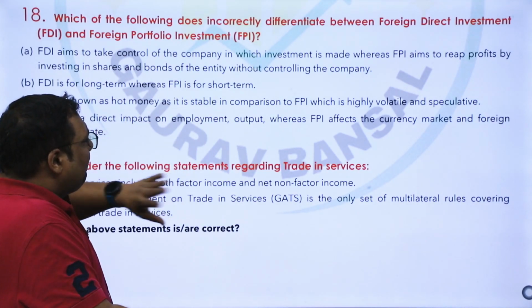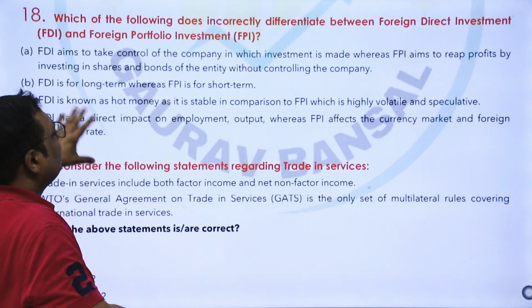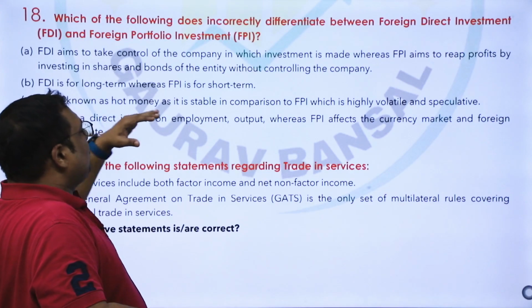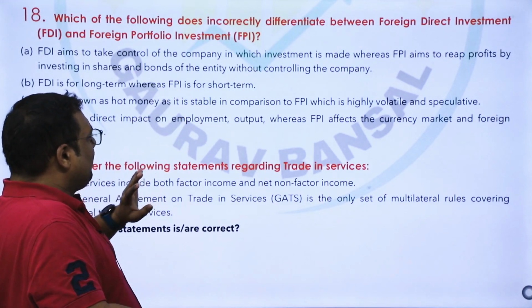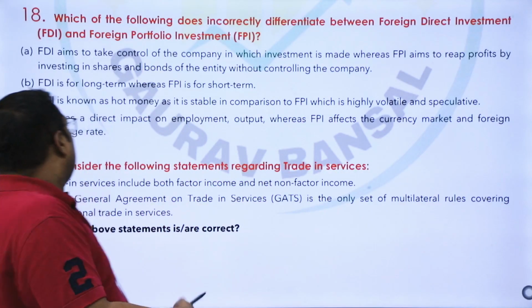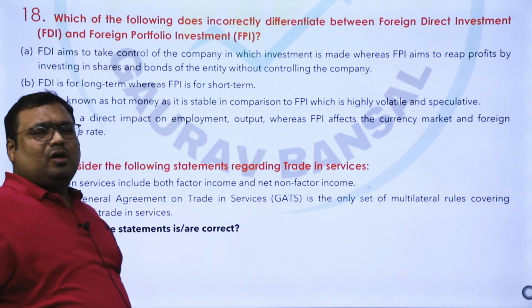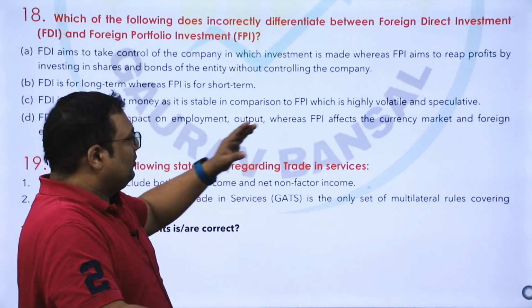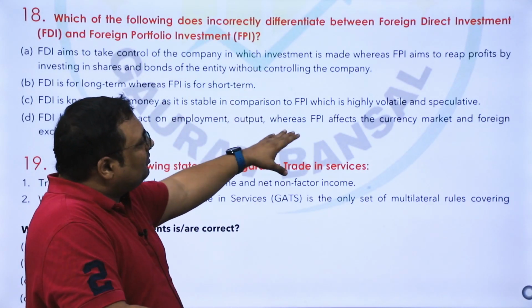D is not a perfect statement, but still it is largely correct. Nothing wrong as such is said. FDI has a direct impact on employment and output. Okay, but it also has a more direct impact on currency market and foreign exchange rate also. It's not only FPI, FDI has the same impact on that. So we do not have a differentiation. But still, the statement itself is nothing wrong.